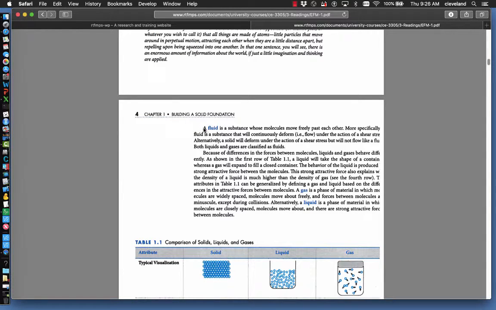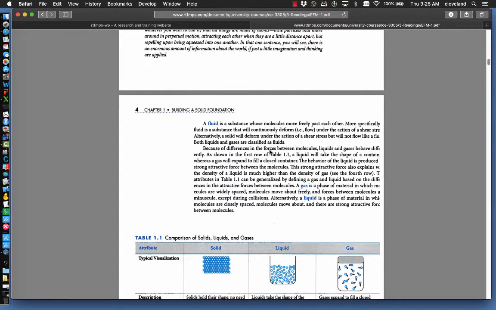We want to first examine this sentence right here. So, in terms of words, a fluid is a substance whose molecules move freely past each other. More specifically, or in the terms of mechanics, it's a substance that will continuously deform under the action of shear stress. Now bear in mind that a solid can deform under the action of shear stress, but does not flow like a fluid. Both liquids and gases are classified as fluids.